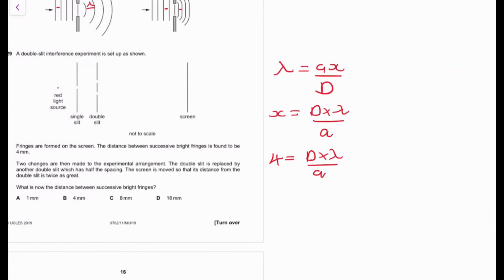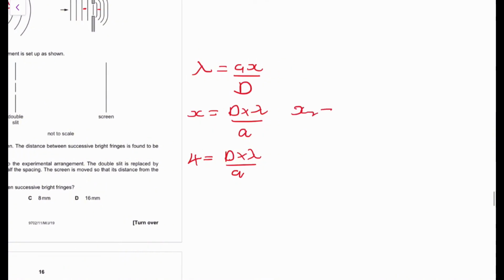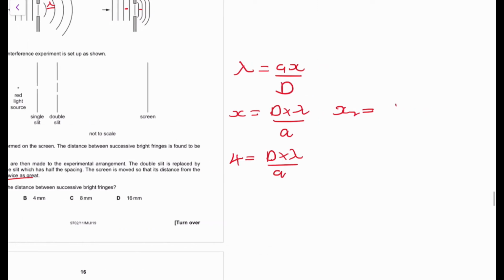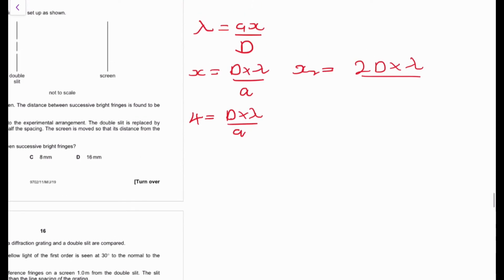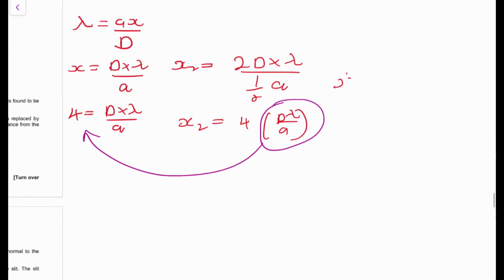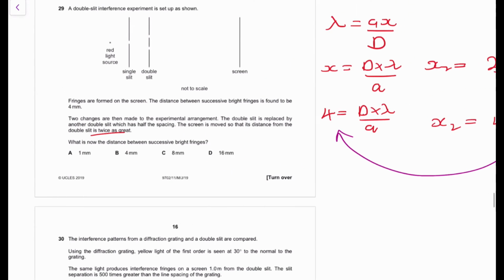Now we want to find x2. For x2, we have a distance that is twice as great, so we have 2D multiplied by λ divided by half the spacing. So we have half a at the denominator. The value of x2 is now 2 times 2, which is 4Dλ divided by a. But Dλ divided by a is equivalent to 4, so x2 is 4 times 4, which gives an answer of roughly 16 millimeters. So the answer is D.